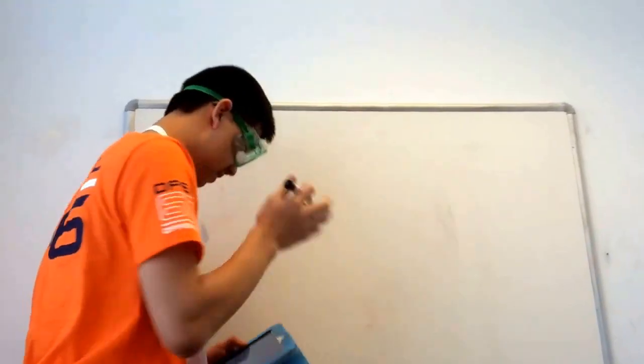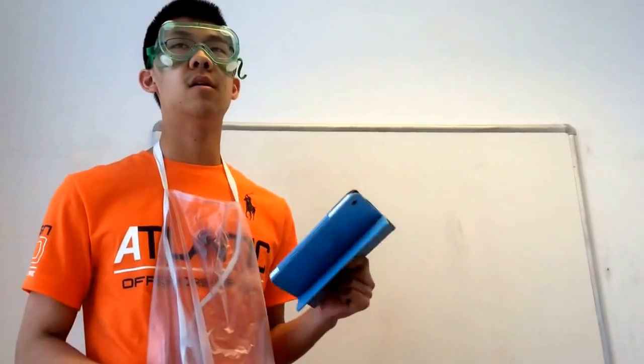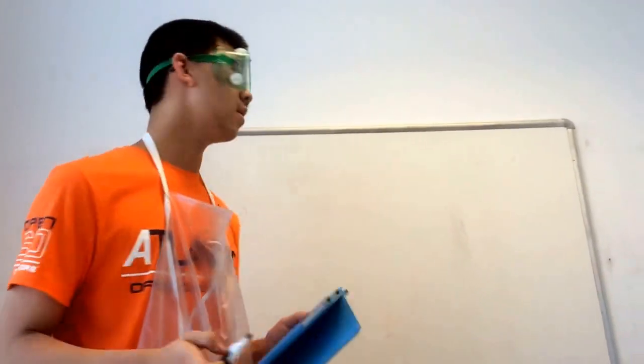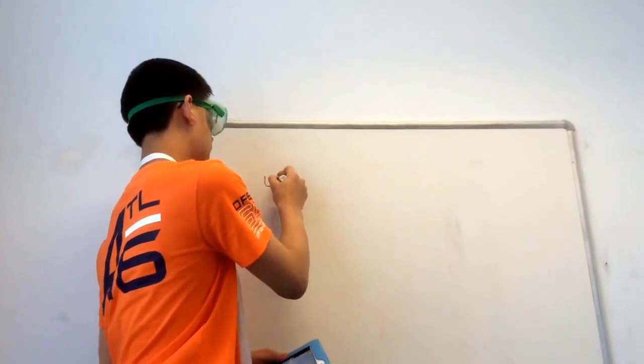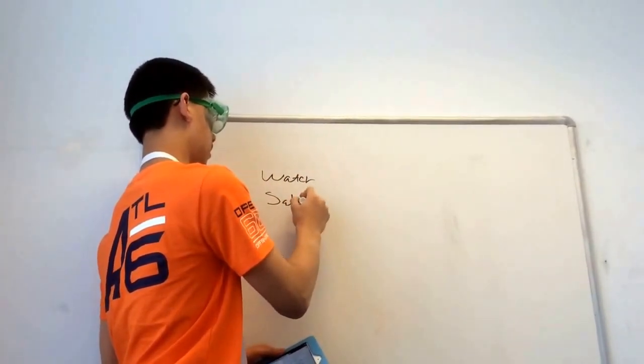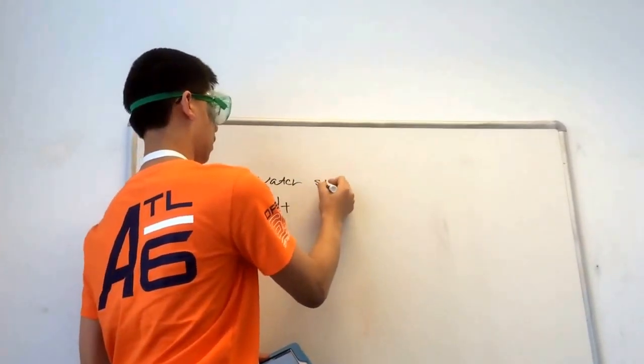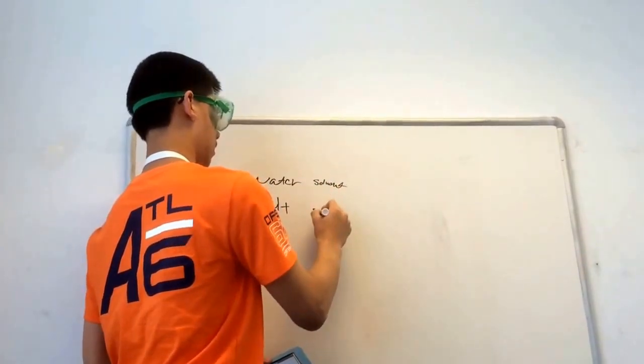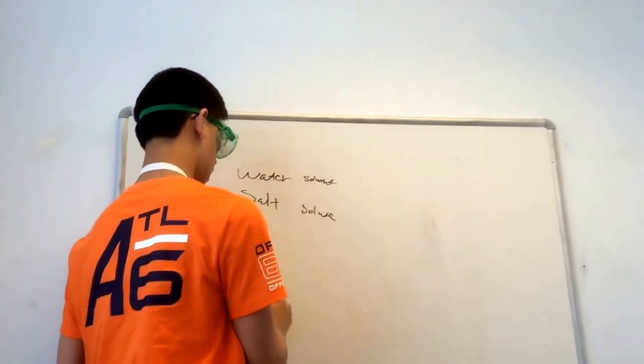A solution is a mixture of a solute and a solvent. Usually water is the solvent, and solutes can be anything from salts to acids. Now, so you see, an aqueous solution is any water that contains dissolved substances.